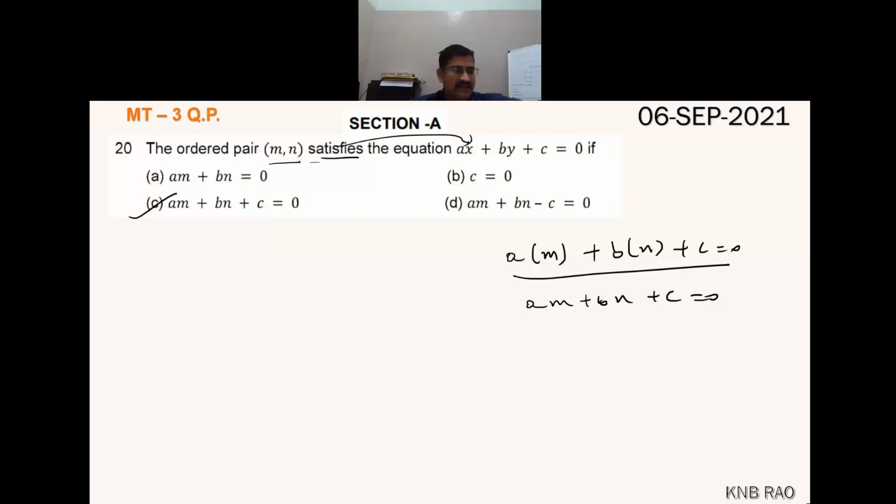Satisfies means, if it is substituted and makes the LHS value equal to the RHS value, then only we say it is satisfied. So that condition is this. Right option is C. So with this, children, I have discussed all the questions and it's already time up.